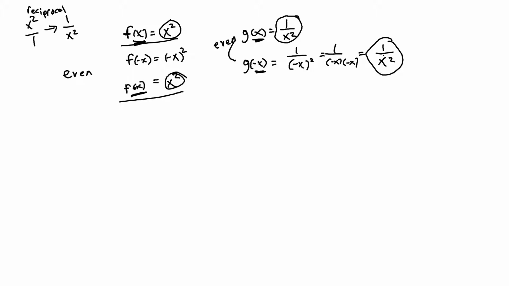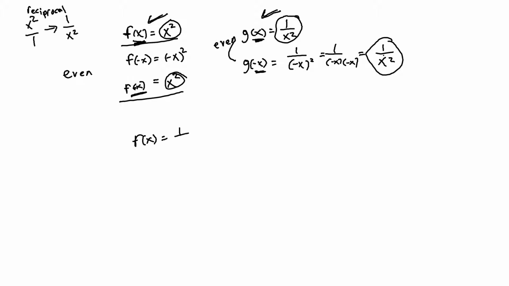So what does that tell us? Well, basically, if you have a function or its reciprocal function, in other words, if you make one the reciprocal of the other, it's not going to change whether it's even or not. If it started out even and we did the reciprocal of it, it's still even. This works even if we're dealing with odd functions.